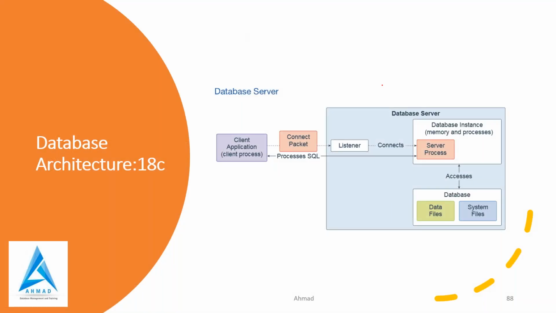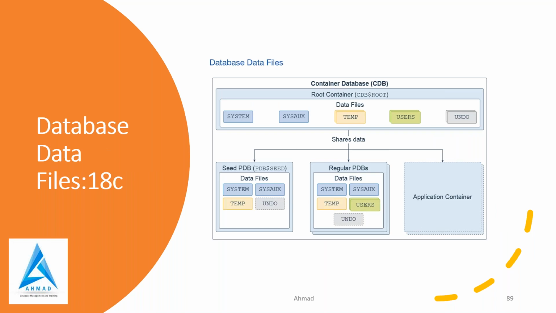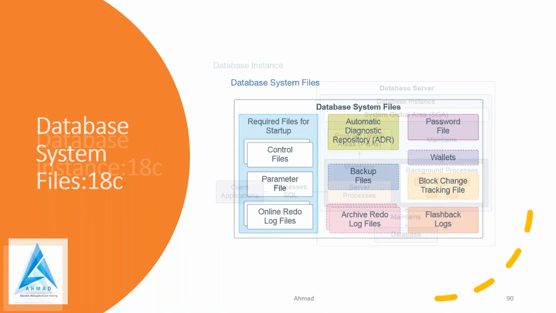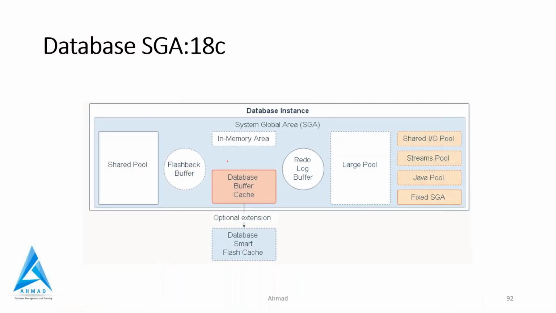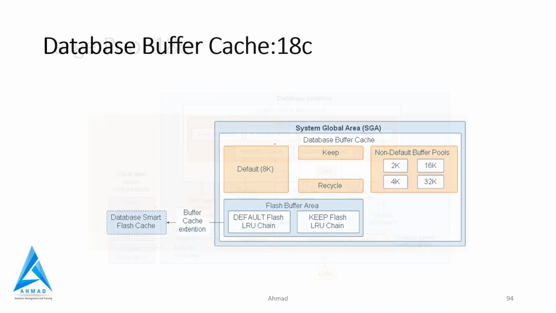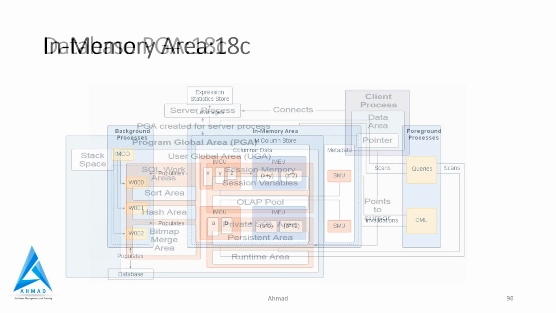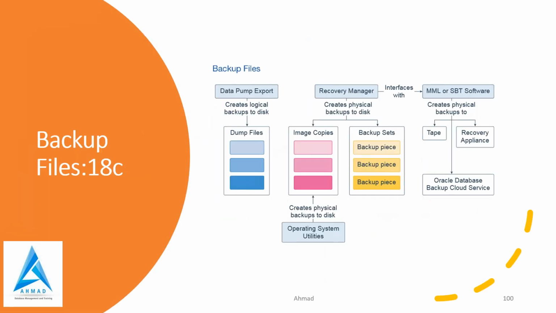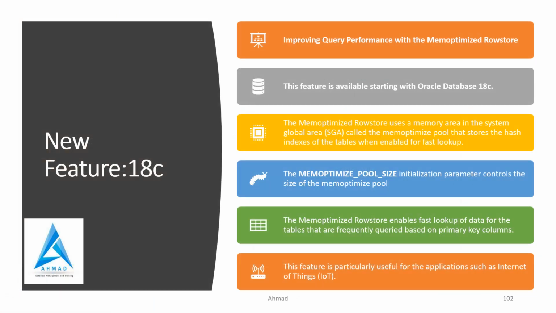Okay. Now come to 18c: same database server, same database files, nothing is changed, same database instance. But in 18c, one component is added, though in the figure they have missed it. So what is that component? All things are same. This memoptimized pool. So this component is added in 18c.